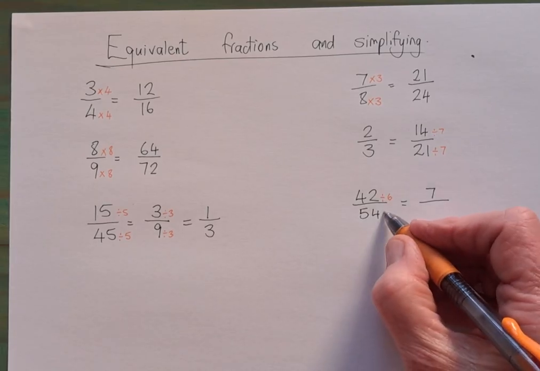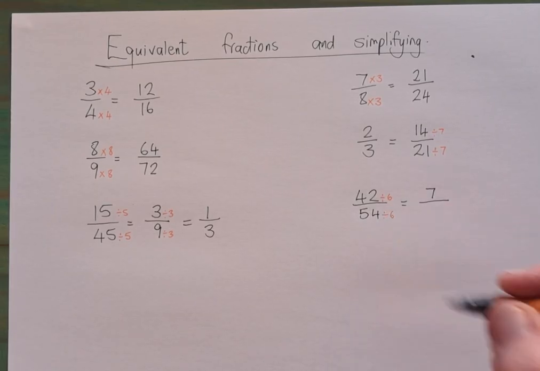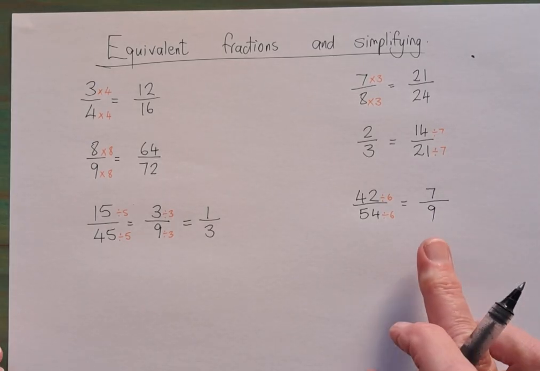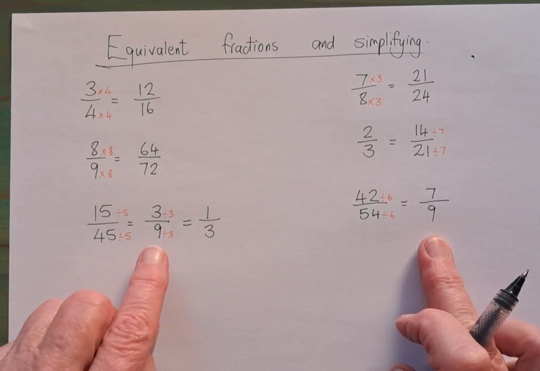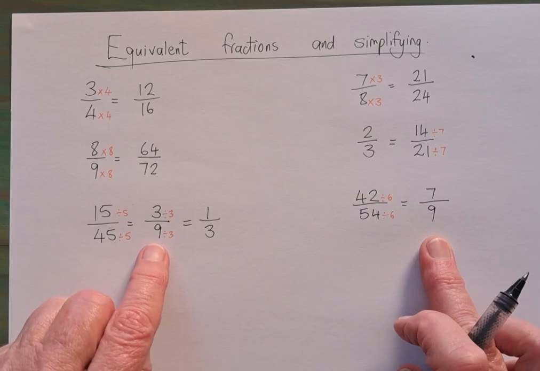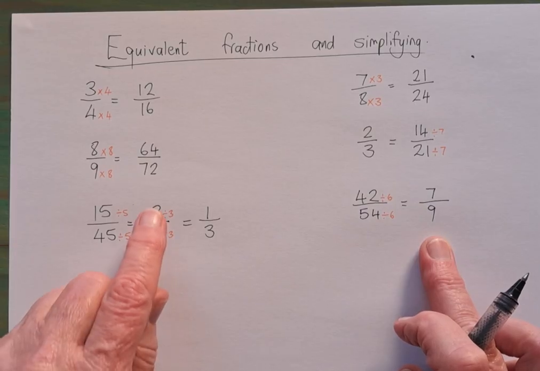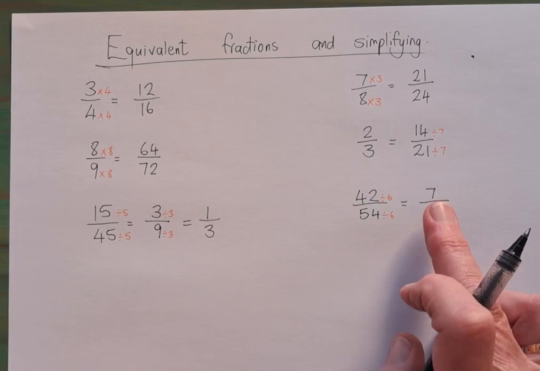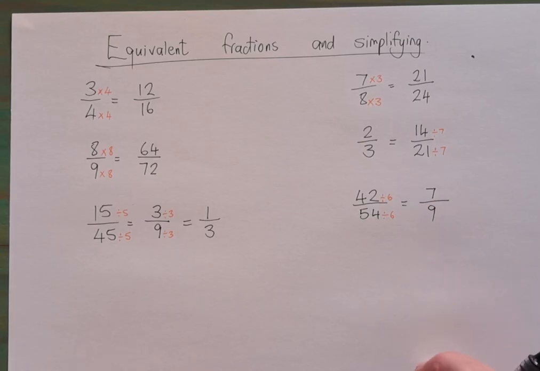If I divide the numerator by 6, I do the same to the denominator, and 54 divided by 6 is 9. Now let's just look at those two numbers and see, is it possible to do the same thing we did here and to break it down even further? So here I said to myself, what times table do they both belong to? 3, so I divided by 3. Do these two belong to the same times table? No, so we can't go further.